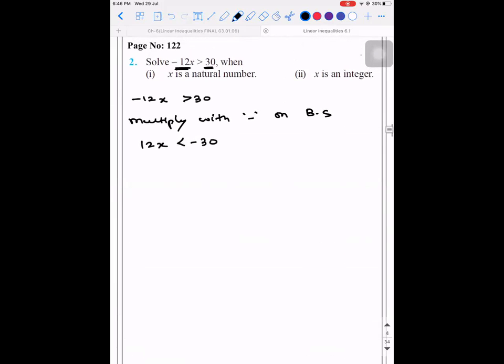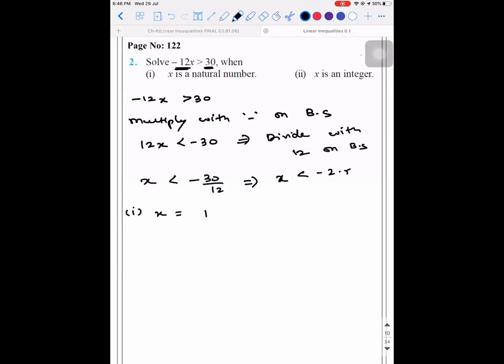So minus 12x is less than minus 30. Divide 12 on both sides, so x should be less than minus 30 by 12, which implies x should be less than minus 2.5. So x is a natural number: x equal to 1, 2. X is an integer: dot dot dot minus 3, minus 1, 0, 1, 2. I hope this is clear.